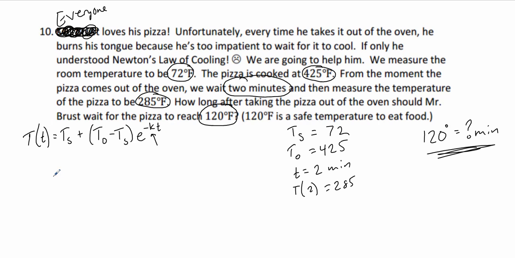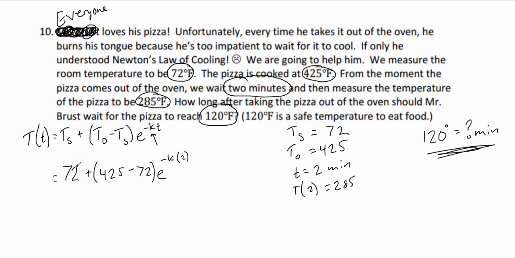So here we go. T sub S, it says right here, was 72. So 72, plus T sub 0, or T sub naught, which is 425, minus T sub S again, which is 72, then e to the negative K. We don't know K, but we do know the value of T, which is 2.